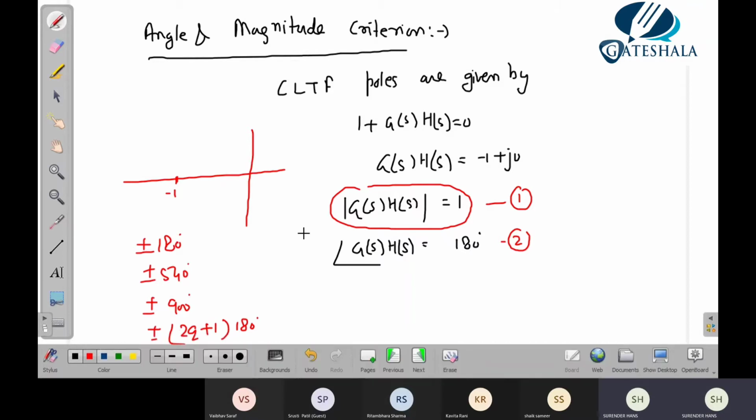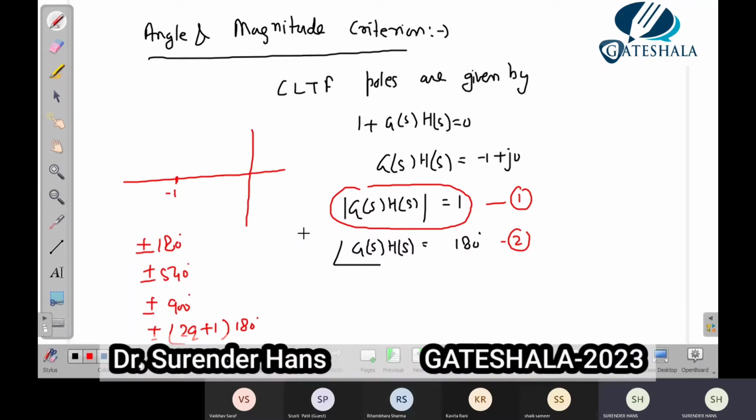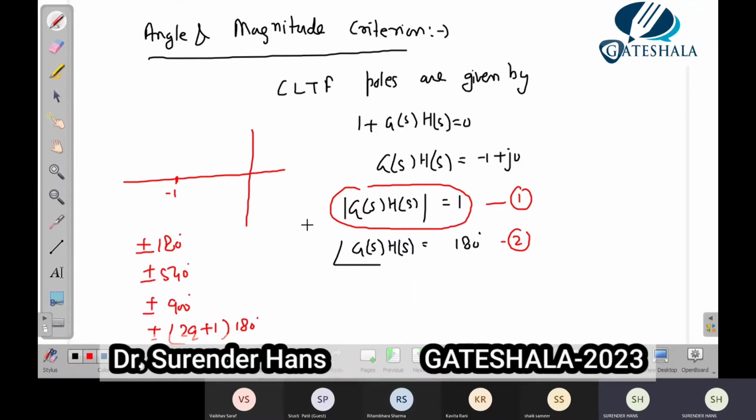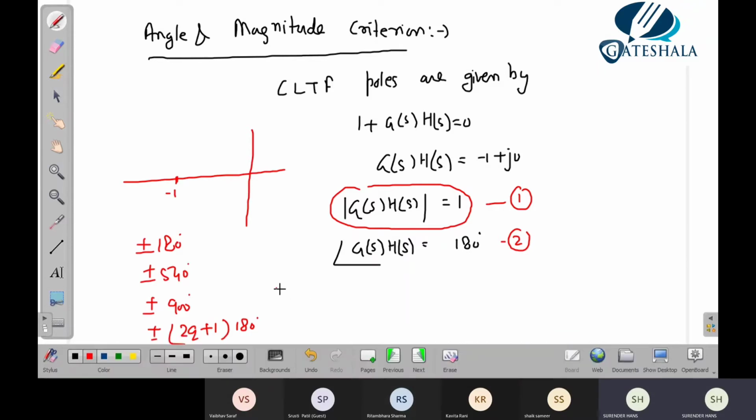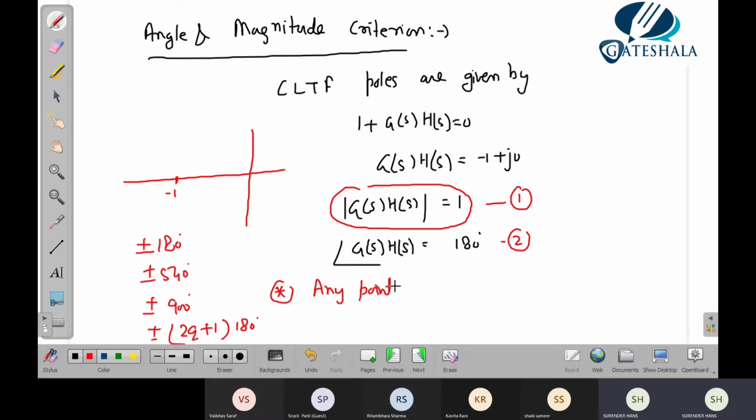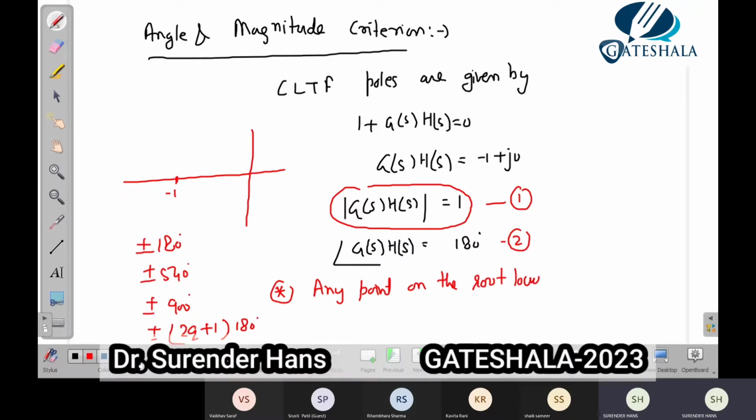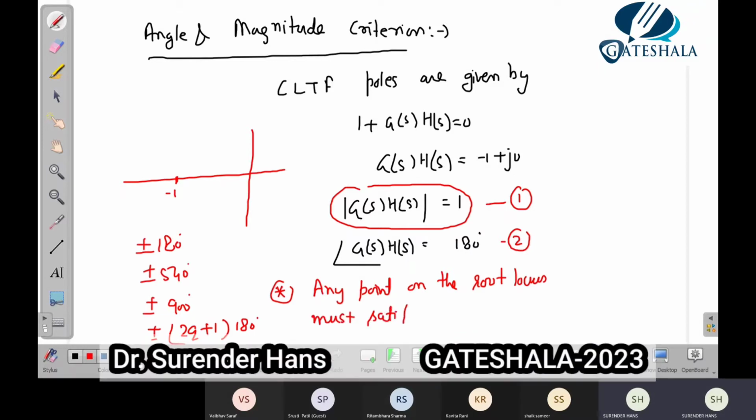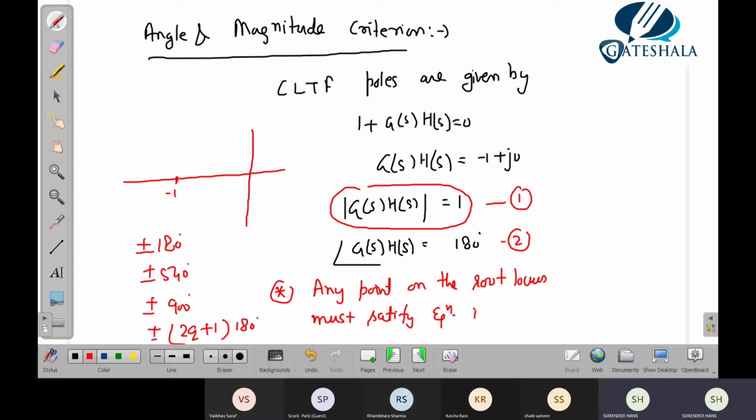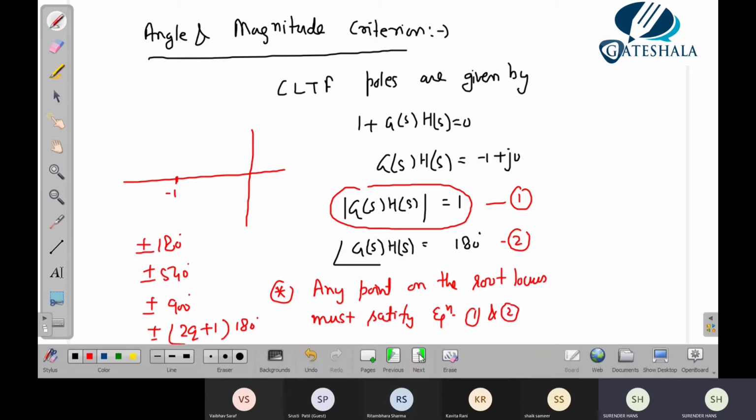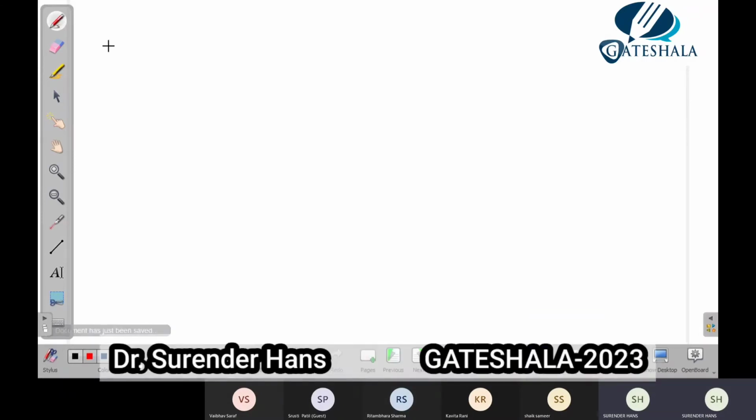Okay, now we are going to see in detail this angle and magnitude criteria. But an important point is, any point that is on the root locus must satisfy equation 1 and 2, or we can say the magnitude criteria and angle criteria. Now what is the purpose of this magnitude criteria?